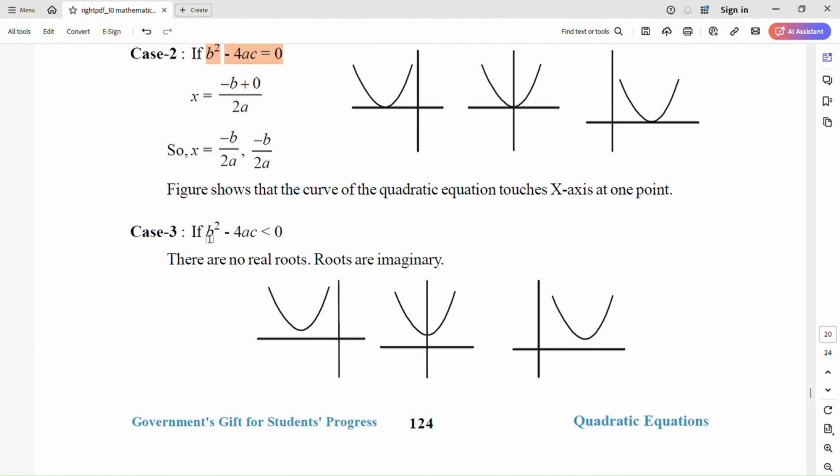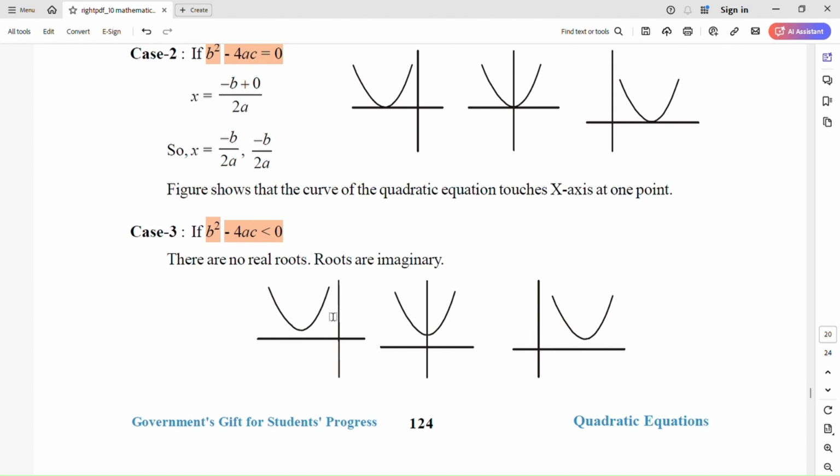If the discriminant, that is b square minus 4ac, is less than 0, that means the square root of a negative value has no meaning, right? Only imaginary. So it doesn't have any real roots. That means this parabola doesn't intersect with the x-axis at all, okay. It won't intersect with the x-axis at all.